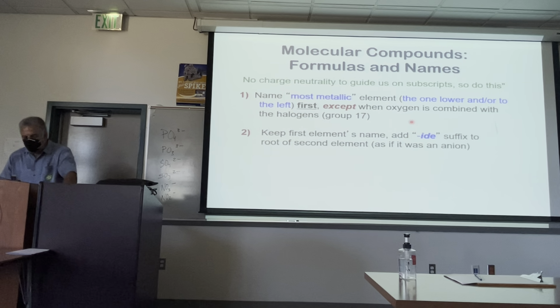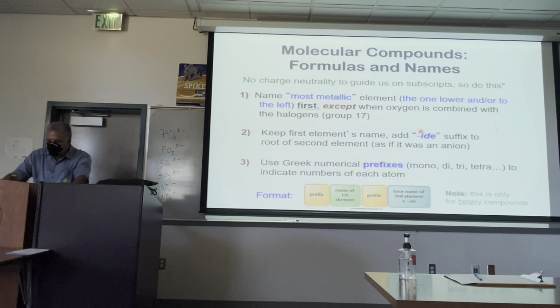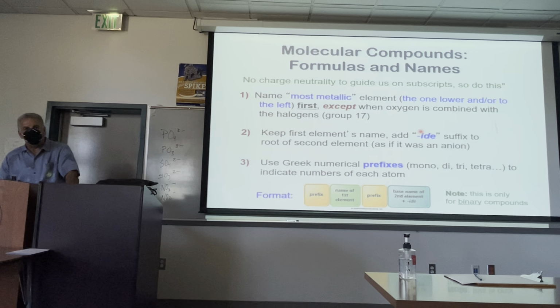Okay. So keep the first element's name, add ide to the suffix root of the second element. Use Greek numerical prefixes, mono, di, tri, tetra, to indicate the numbers of each atom. So we have prefix, name of first element, prefix, name of second element, and this is only for binary compounds. If the prefix is 1, that would be mono, but we don't use it if it comes first.